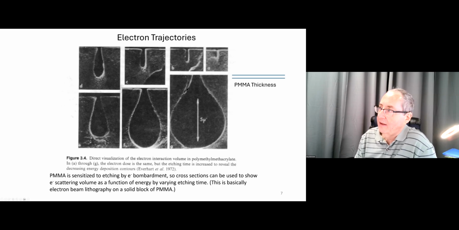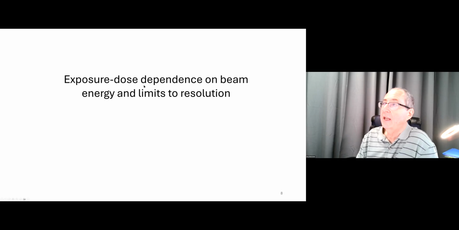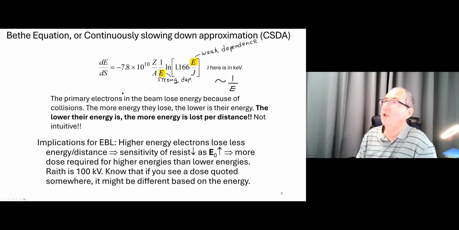What you want to get out of this is that when electrons go in, they generally deposit their energy like this. But when you have PMMA or any resist on the top surface, it's a very thin layer. And we're only really interested in the energy that's deposited in the very top layer of whatever stack that you've got. So let's talk about the exposure dose dependence on the beam energy and limits to resolution.